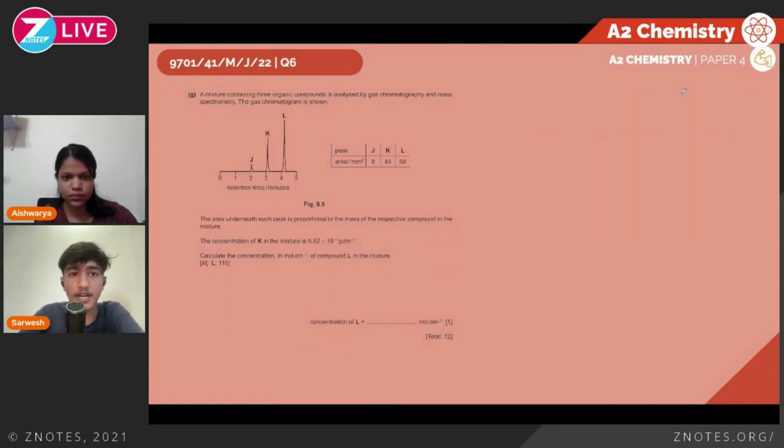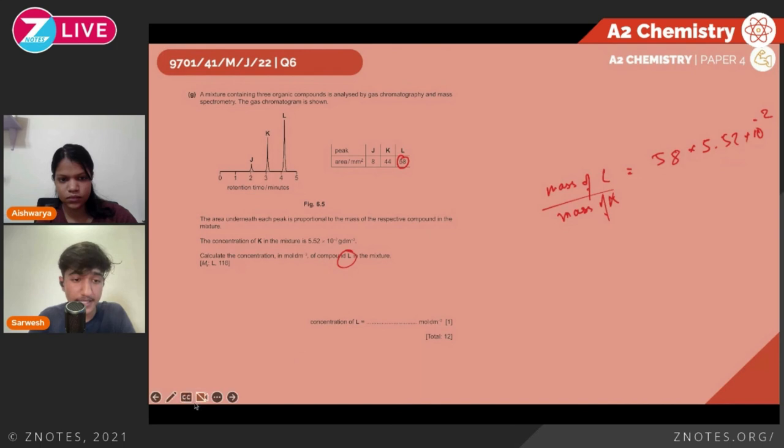A mixture containing three organic compounds is analyzed by gas chromatography and mass spectrometry. The gas chromatogram is shown. The area underneath each peak is proportional to the mass of the respective compound in the mixture. Calculate the concentration of L in the mixture. So L has an area of 58. So let's see. Mass of L equals 58 times 5.52 times 10 to the power negative 2. We're just taking the mass of K.